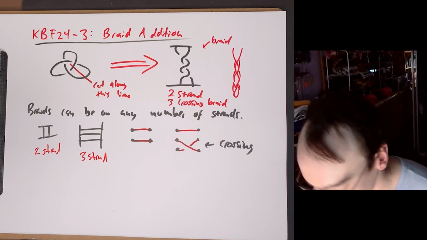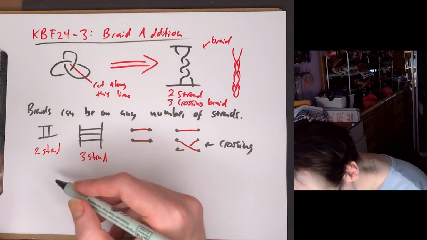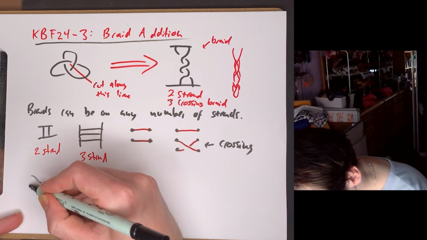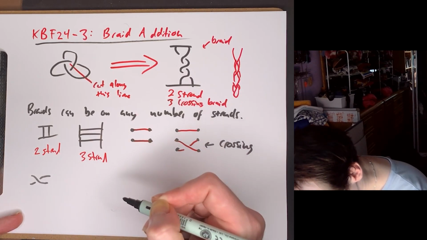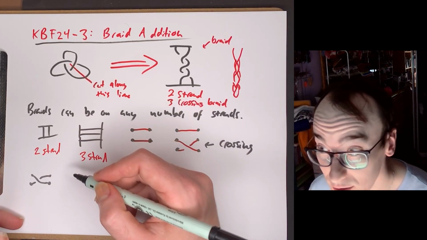Let's talk briefly about doing basic braid addition. So let's take a simple 2-strand braid here. And then let's take another, put it on dots, and then let's take another simple 2-stranded braid.